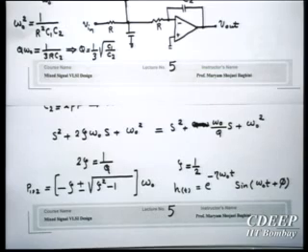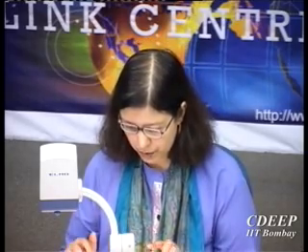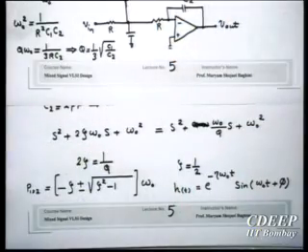No, that's why I said they are not equal. It will be root 3. No, see, we have two types of Q. What Q are you talking about? Q of poles or Q of filters? Okay. Q of filter is 1, but Q of poles is not equal to Q of filter.